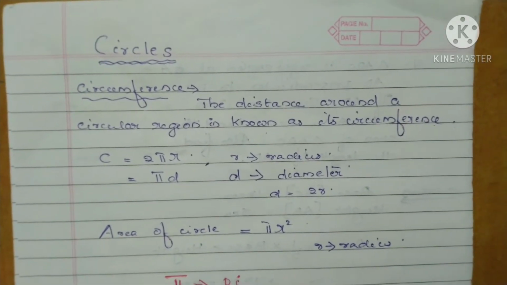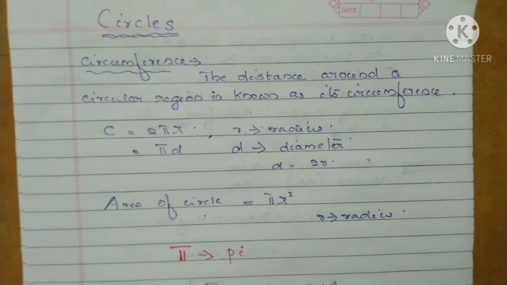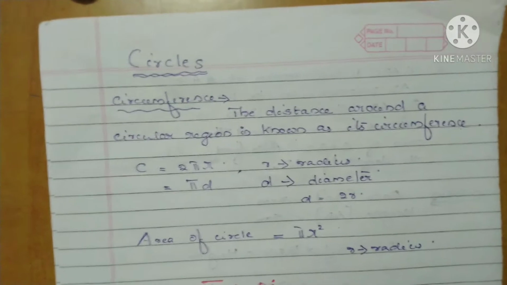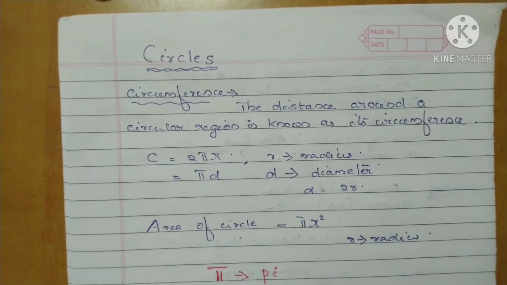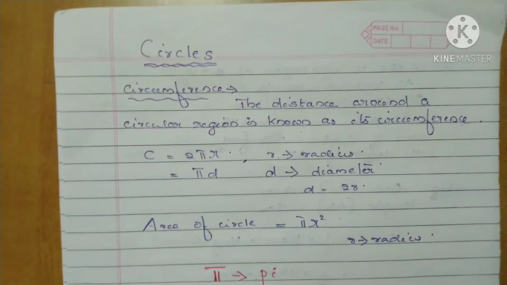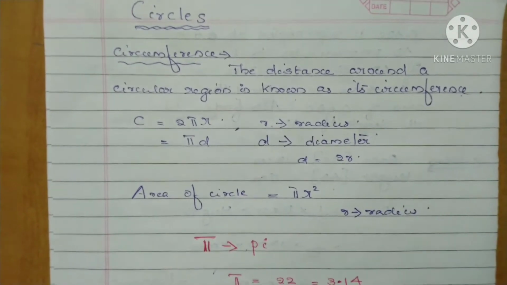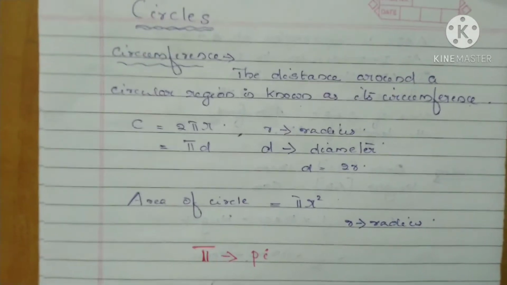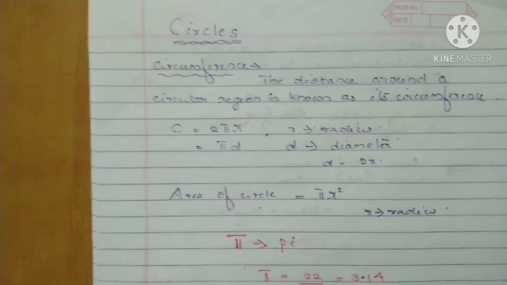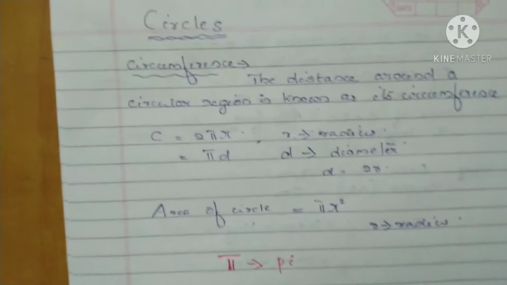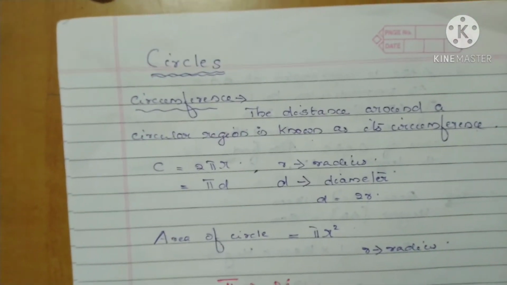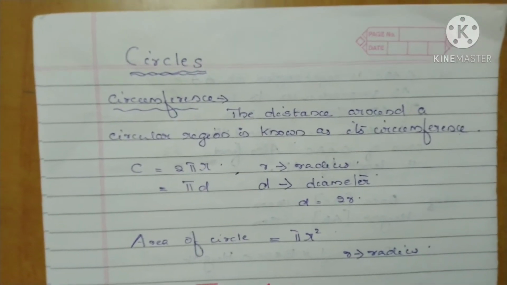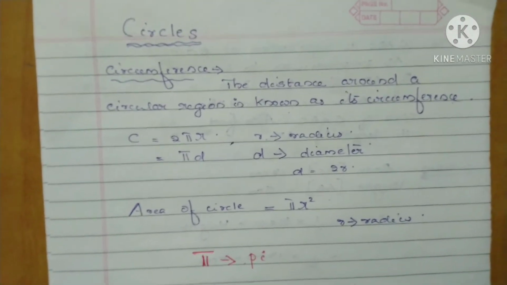So this is related to circle and its circumference and area. First you have to learn that by heart. What is circumference? Circumference, you know, is the perimeter only, the length of the boundary. In the case of a circle, instead of perimeter we use the word circumference. Actually the meaning is perimeter, the total length of that curve. The distance around a circular region is known as its circumference.